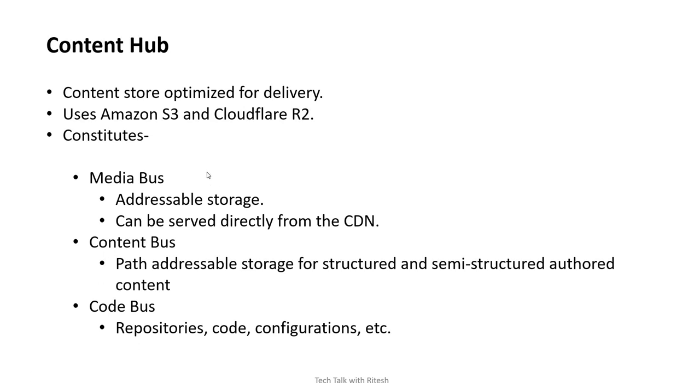Within that storage, we have three types of buses: the media bus, the content bus, and the code bus. Code bus is for code, which will of course have repositories, code, and configurations. Content bus is for content, path addressable storage. Basically, for example, your pages, etc. You can just relate it with that. And media bus is nothing but the objects. For example, images, videos, etc.